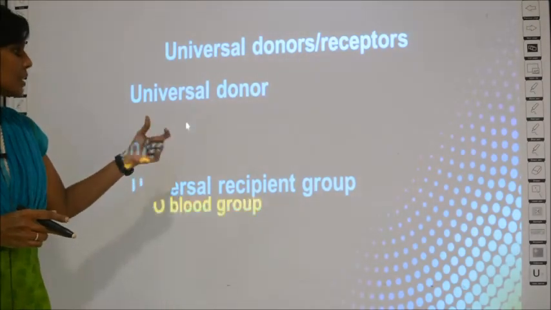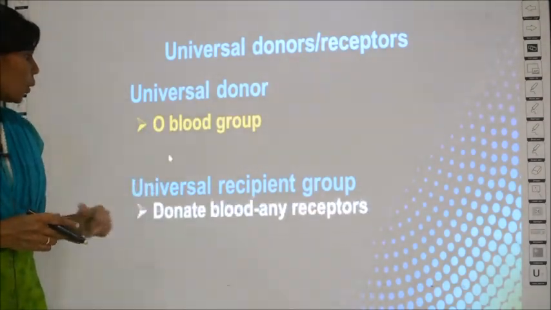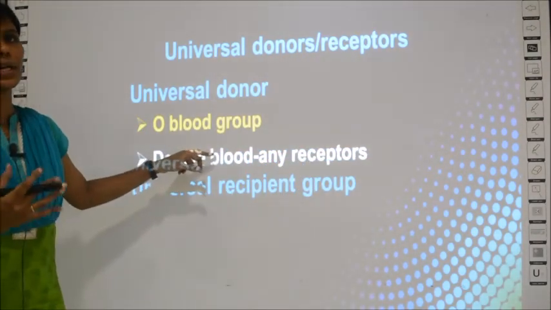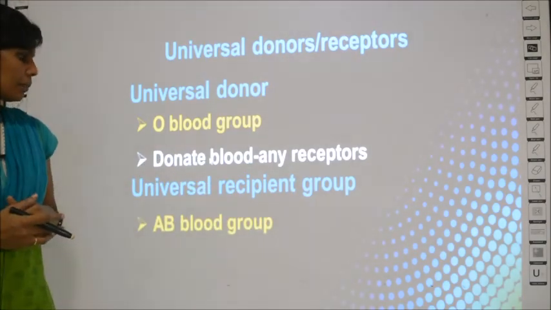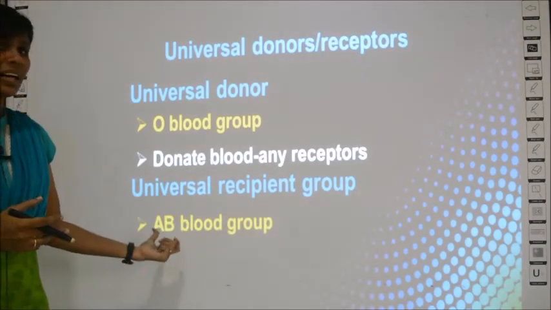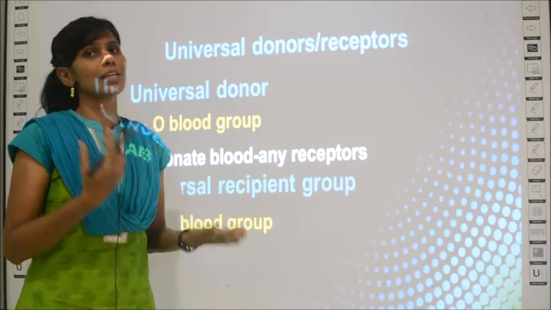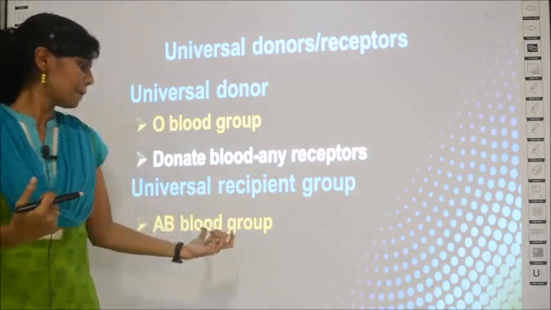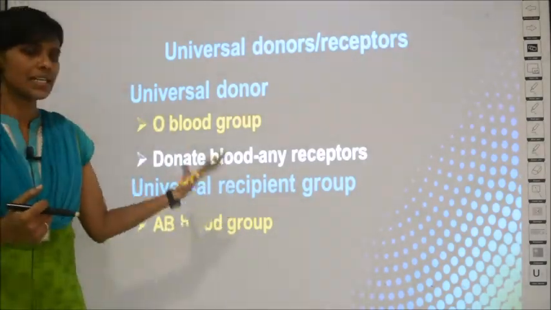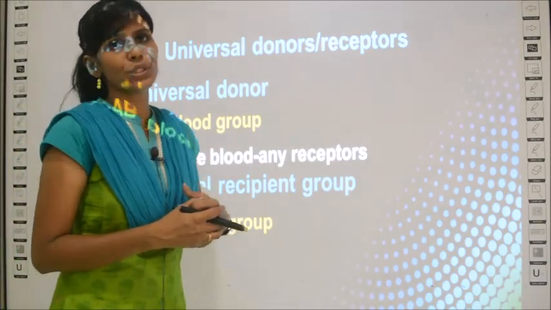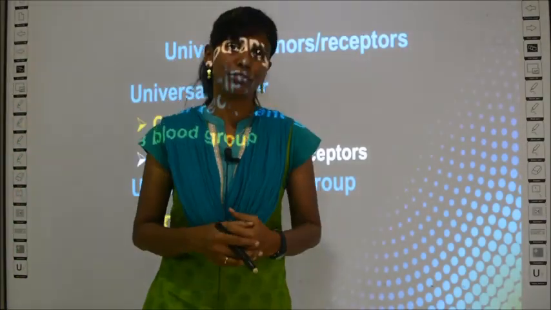So always, universal donors are O blood group people because they can donate blood to any recipient with any blood group. Then universal recipients are AB blood group people, no, they can receive from all the blood group types, so they are called universal recipients. So this is a quick revision about the lesson circulatory system for today.